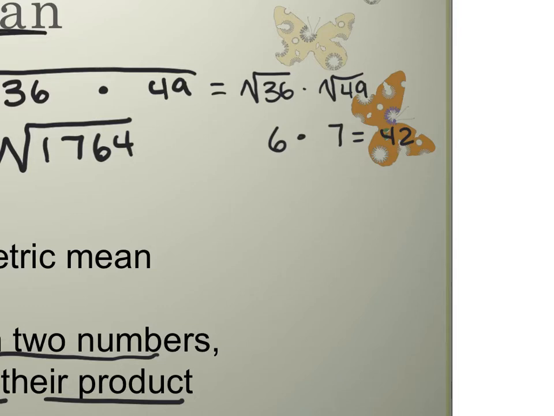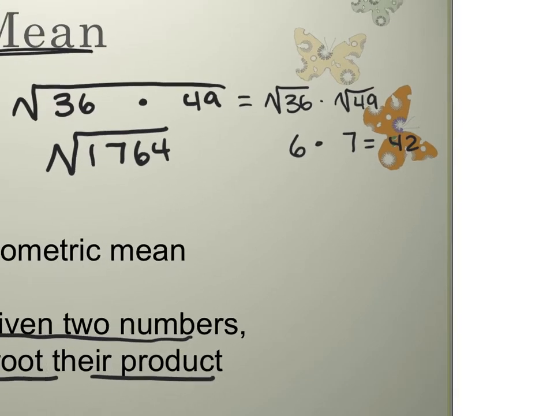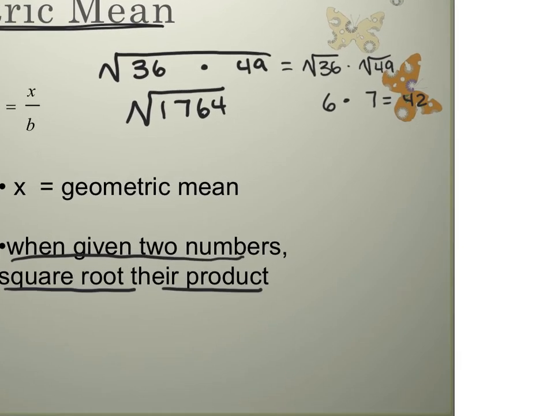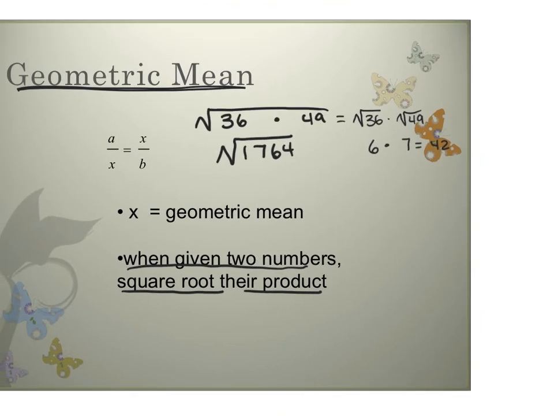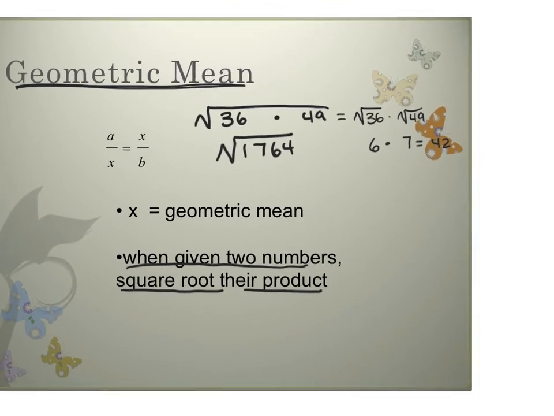I say that because when I ask you to take the geometric mean of two numbers, you need to understand, and it'll ask you for this on the homework, and you should be ready for it if I ask you for it on the quiz. If I give you two numbers and I ask you for the geometric mean, it does not mean add them together and divide by 2. That is the average or the mean of something. The geometric mean takes the square root of their product.